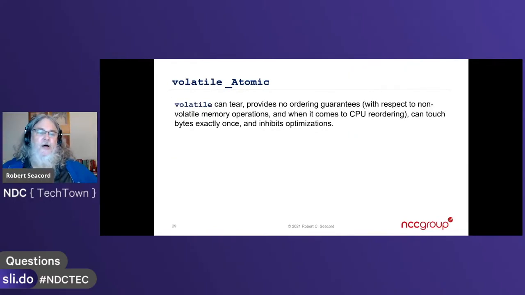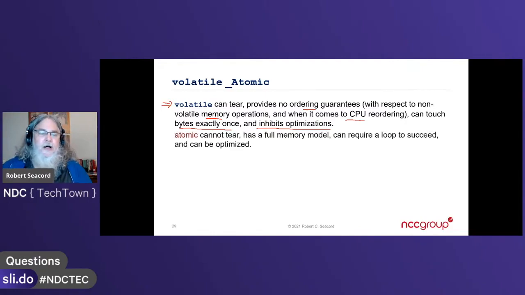So volatile atomic, as we've already seen, volatile can tear. It provides no ordering guarantees with respect to non-volatile memory operations, and also with respect to CPU reordering. It's required to touch bytes exactly once, and it inhibits optimizations, which is the purpose it serves. Atomic, on the other hand, cannot tear because all the operations are atomic. I can't think of another word for that. Maybe there is one, but so these operations cannot tear. It has a full memory model, but it can require a loop to succeed, and it can be optimized.